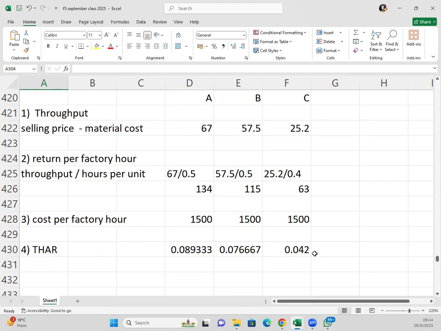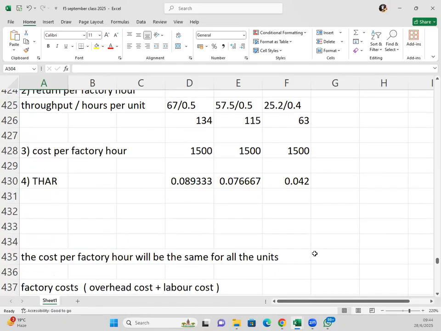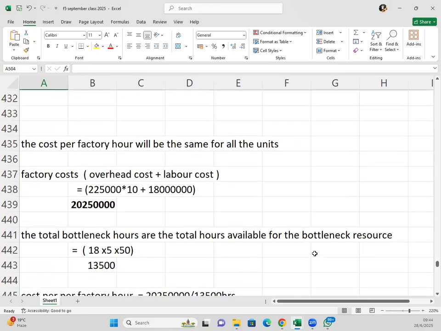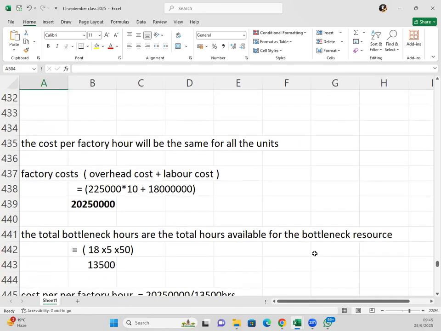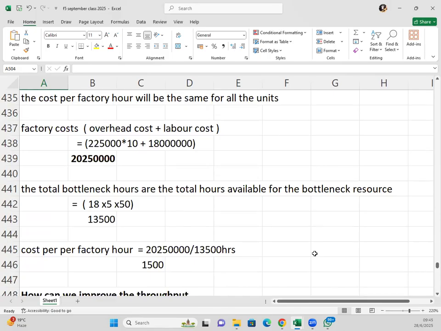Number one, how you calculate the throughput. We also looked at how you calculate the return per factory hour, the cost per factory hour, and the throughput accounting ratio. The cost per factory hour includes the labor cost. It includes the overheads in the factory plus labor. In throughput accounting, labor is assumed to be a factory cost. So labor, we classify it under the factory overheads.